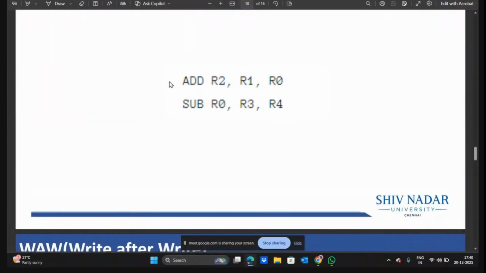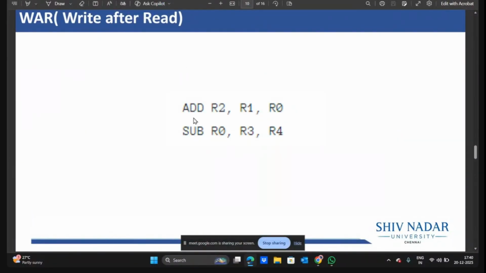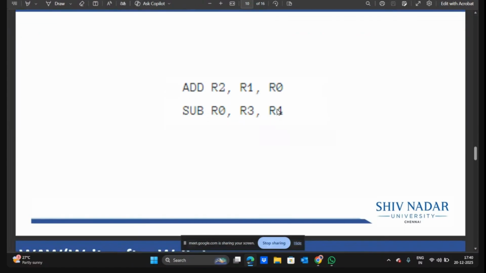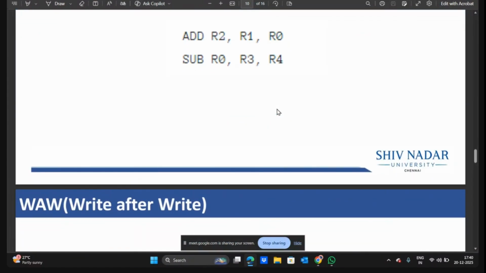So next we'll see the write after read hazard. Here you're adding the contents of R1 and R0 in R2, and then you're subtracting. So here we are using R0 as an operand, and later we are using it to store the value of R3 and R4. So here a data mismatch might occur and it might cause a write after read hazard.